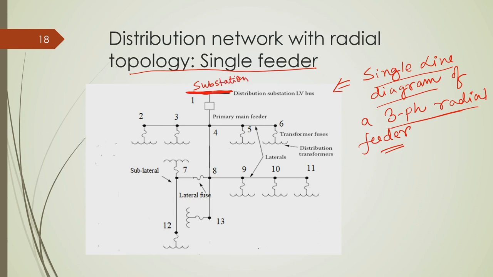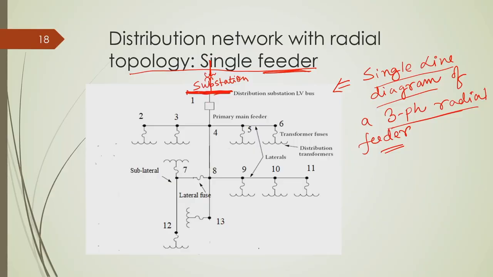And beyond that we have this power transformer and the substation line. Those things we will not consider particularly in analyzing this radial feeder, but we will start the radial feeder analysis from the substation. The substation is our gateway, the beginning for a radial feeder. All other nodal points we can consider as a bus or node.